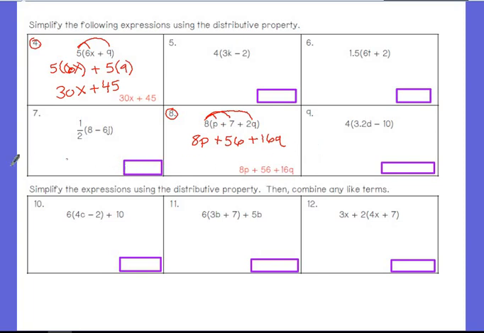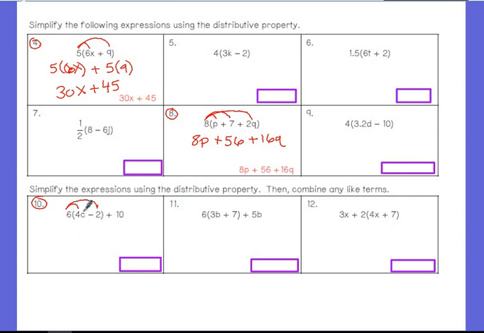Okay, I'm going to number 10. Wants me to simplify the expression using the distributive property, then combine any like terms. Okay, so I have 2 terms in the parenthesis, a distributor, then I have a constant outside the parenthesis. That means the distributor is not going to multiply times that constant. The distributor is just being multiplied to the parentheses.